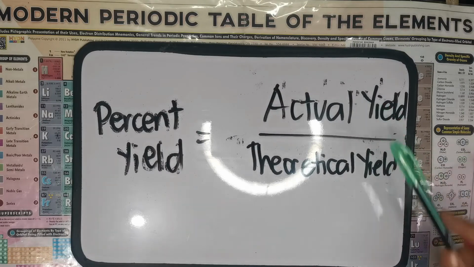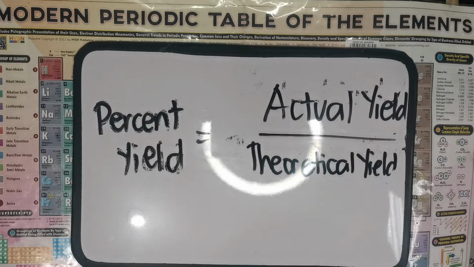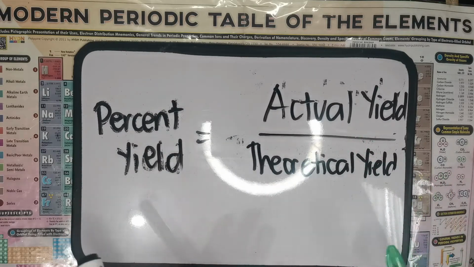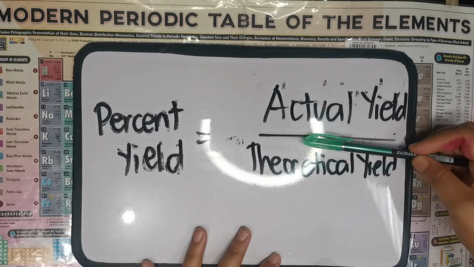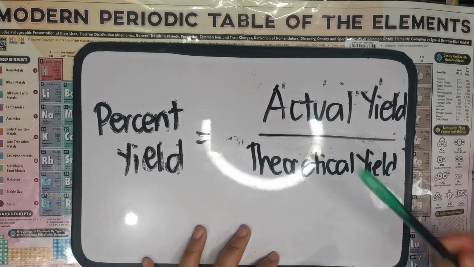So ano po ba yung actual and theoretical? Theoretical is the maximum amount that the product could be formed. So, ito yung pinaka-maximum na pwede niyang ma-form. While the actual yield, from the word actual, is the amount of product that is actually formed when the reaction is carried out in the laboratory. Okay? So, ito yung theoretical maximum, si actual yung talagang nakuha sa experiment sa laboratory.